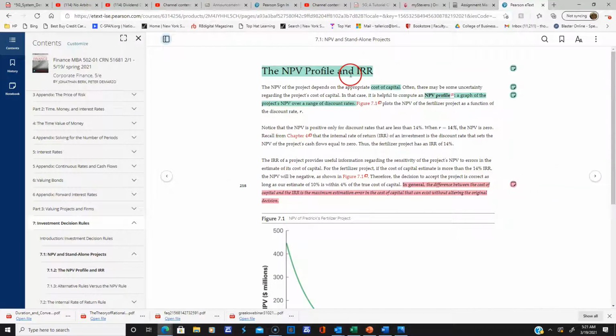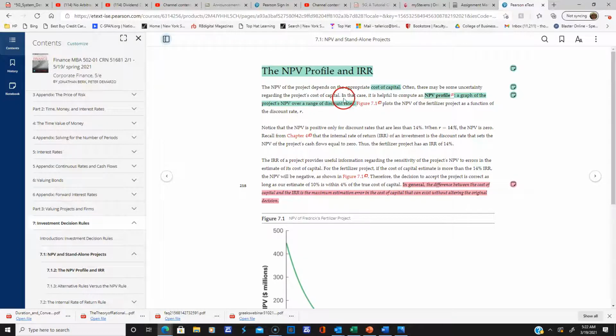All right, so now we're going to talk about internal rate of return. The net present value of the project depends on the appropriate cost, and this is important and most people overlook it, the appropriate cost of capital. Often there may be some uncertainty regarding the project's cost of capital, and that's the really important thing.